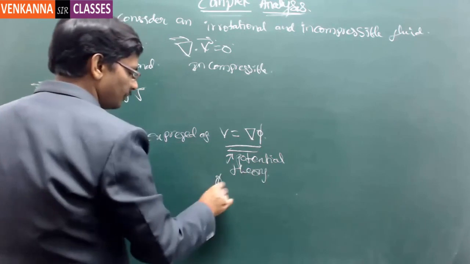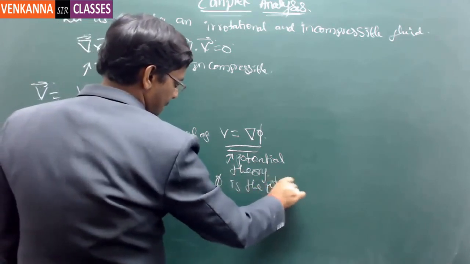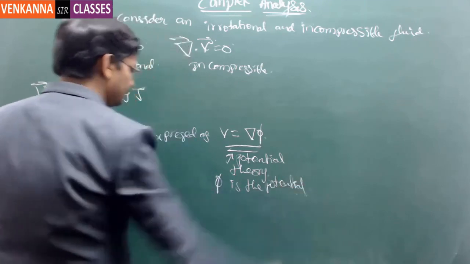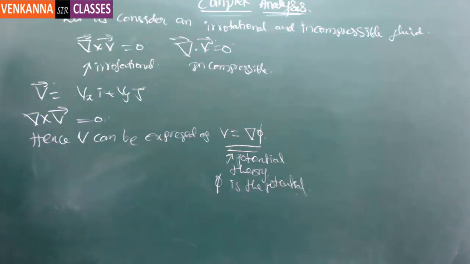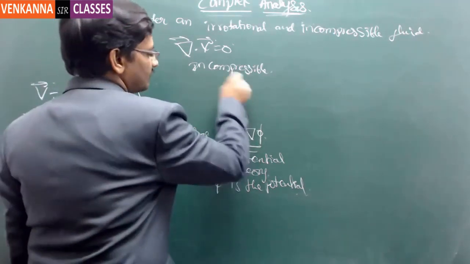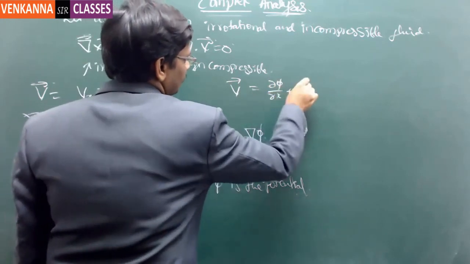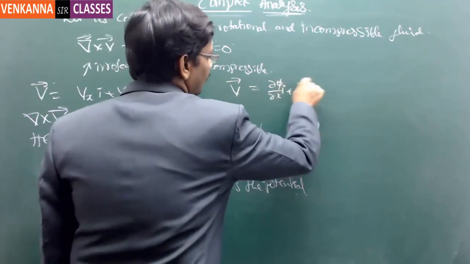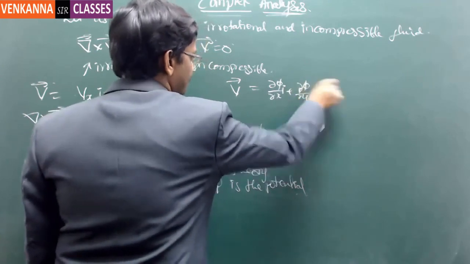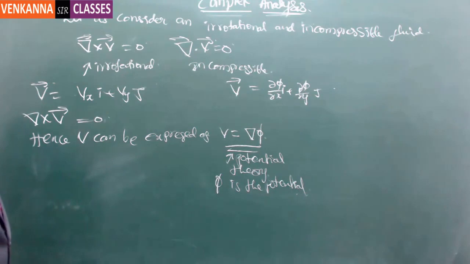Where phi is the potential. This is the potential, so V can be expressed as del phi. Now, if I express a two-dimensional del phi, V is nothing but dou phi by dou x into i plus dou phi by dou y into j. That is nothing but V.